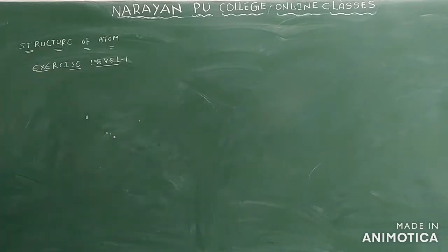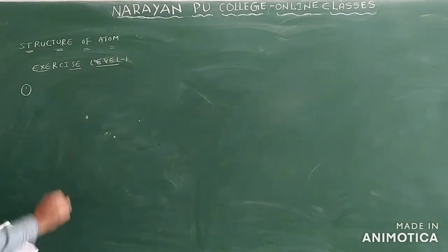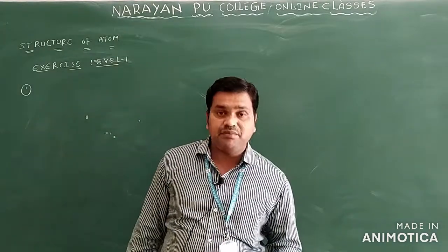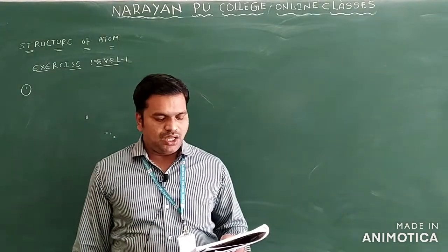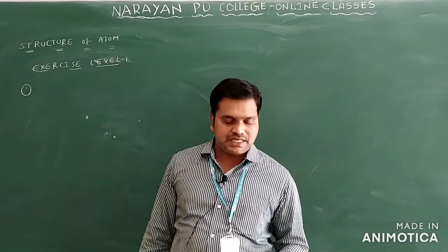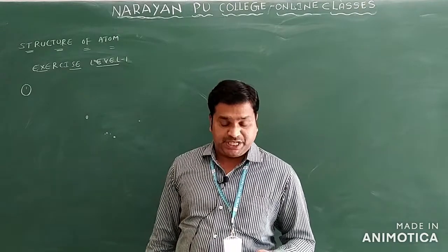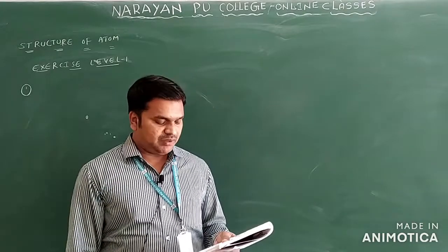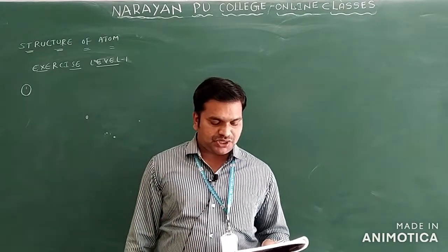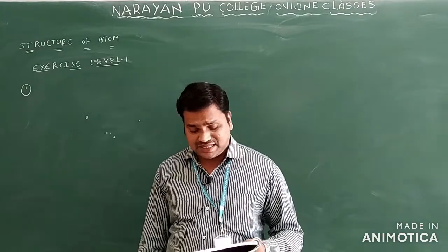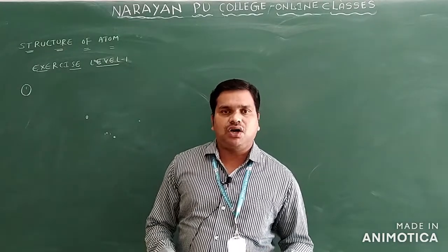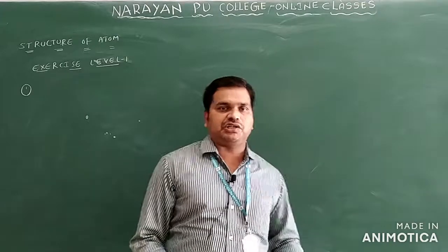Okay, see the first question we have. Which among the following species have the same number of electrons in its outermost shell as well as penultimate shell only? Again I am repeating the question. Among the following species, which have the same number of electrons in the outermost shell and the penultimate shell only. First of all, you have to know what the outermost shell and the penultimate shell are.